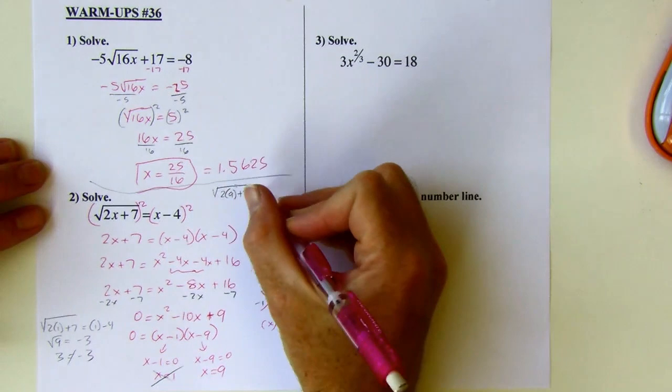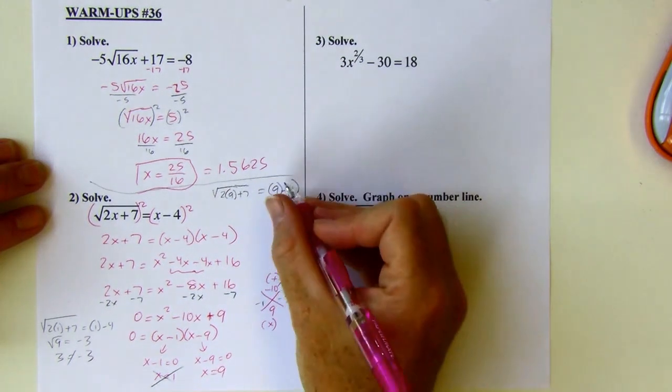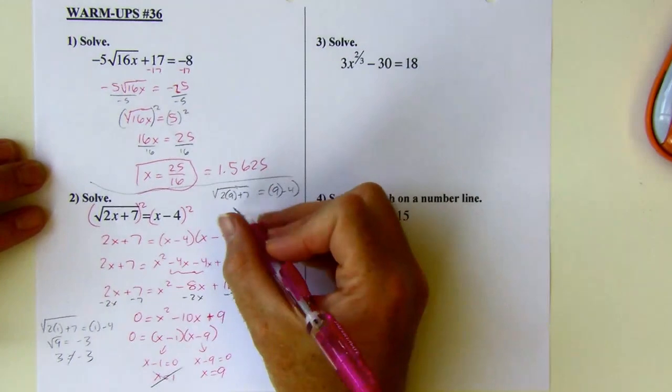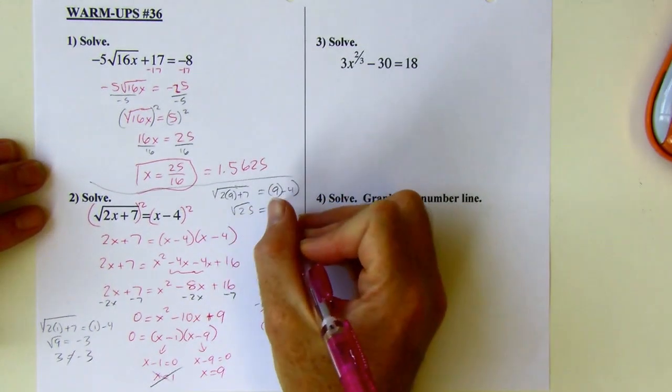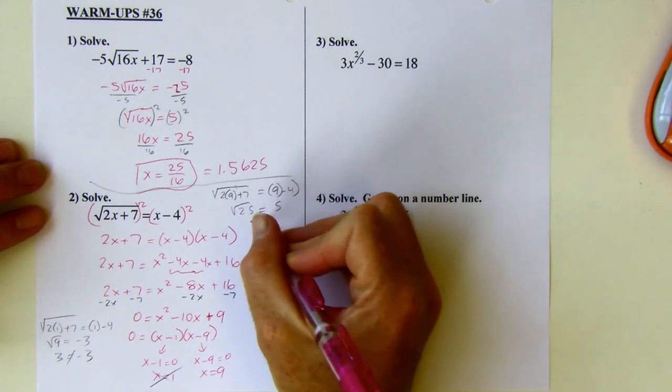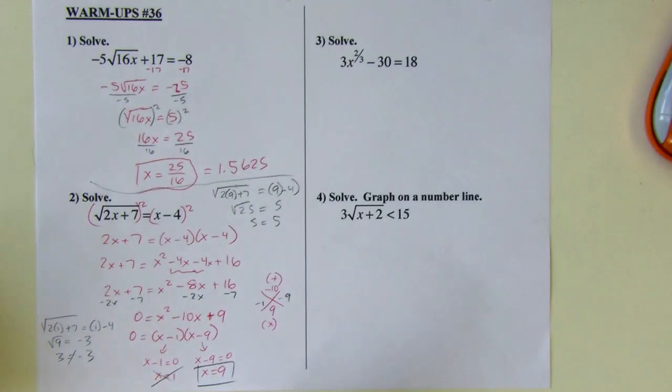Plugging in 9 into both the x positions. Oops, I had extra parentheses there. Oh well. So 18 plus 7 is 25. 9 minus 4 is 5. I only used the positive root, so this one did work. So x equals 9, but x does not equal 1. Okay, it's an extraneous solution.